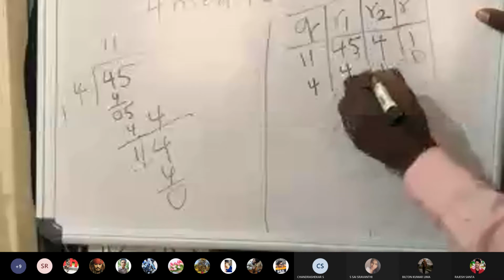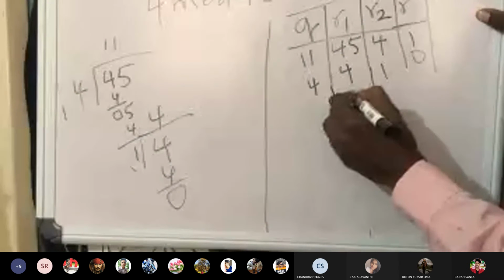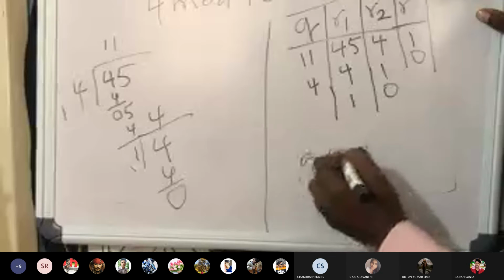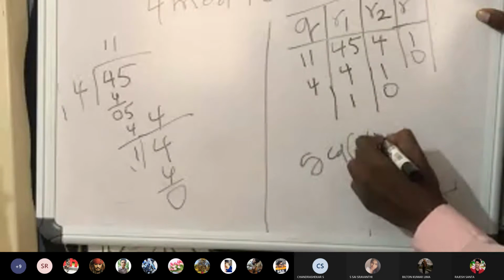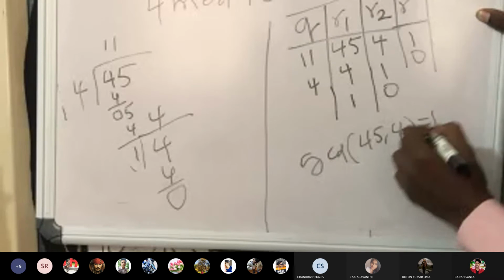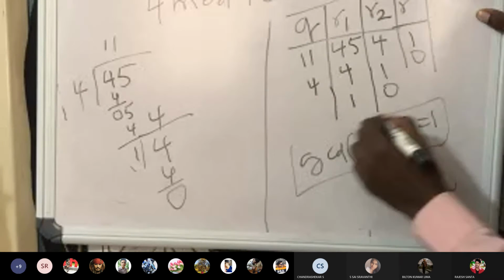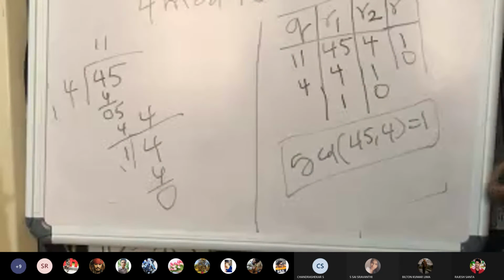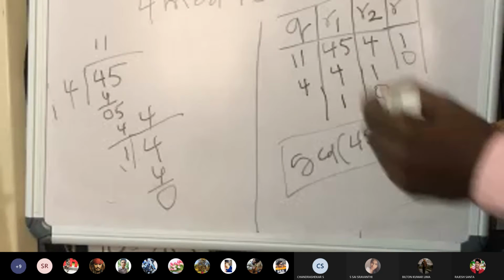Now, R2 is going to be 1, and this is going to be 0. Now, the GCD of 45 and 4 is equal to 1. Correct? Okay. Fine. This one is equal to 1. Next. What is next?